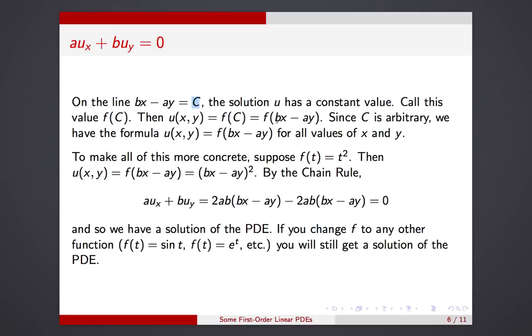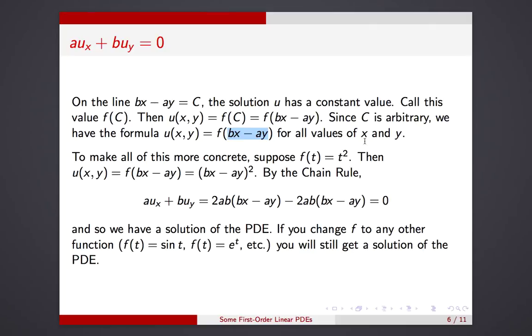Oh, but c is bx minus ay. Since c itself is arbitrary, you can put it wherever you want in the plane, which just corresponds to shifting this line up or down. We have this formula: u of x,y depends only on the line that you are on, for all values of x and y.